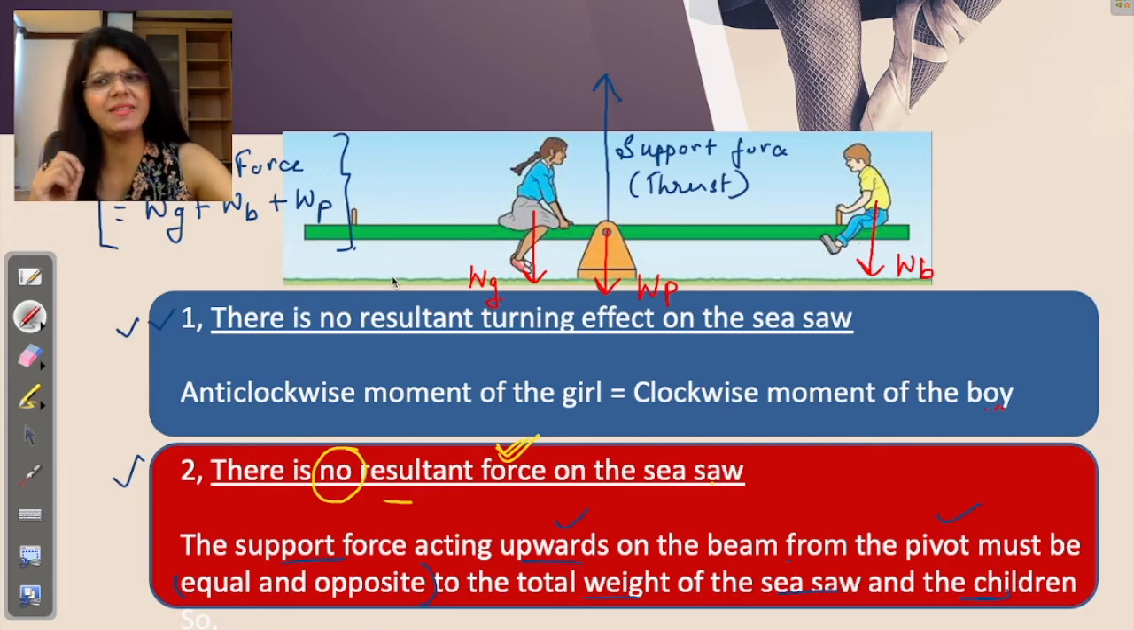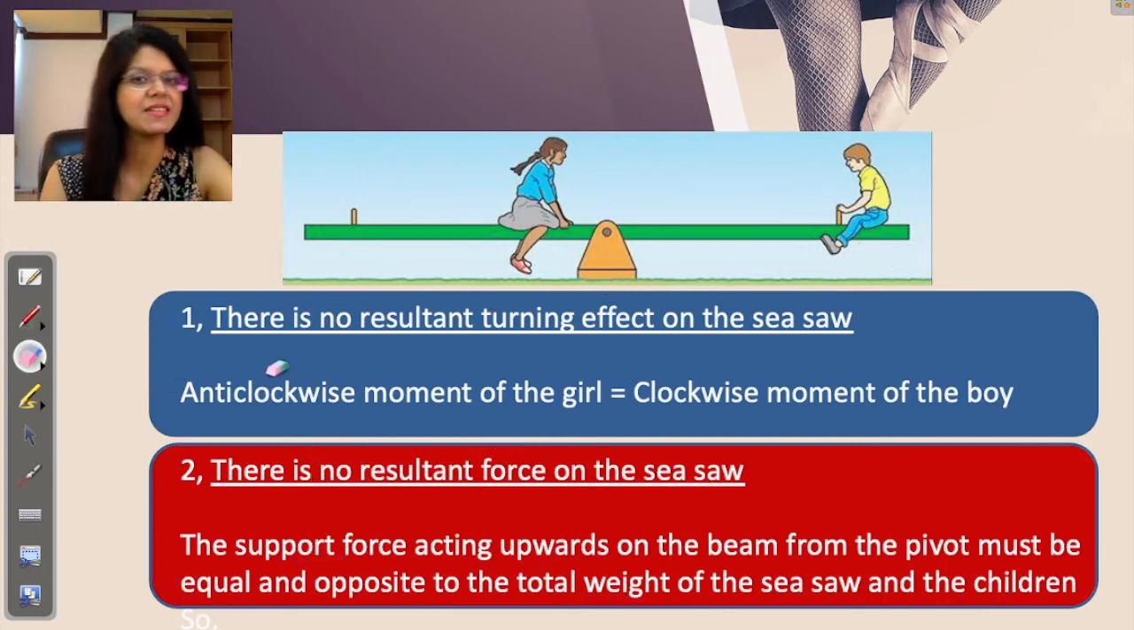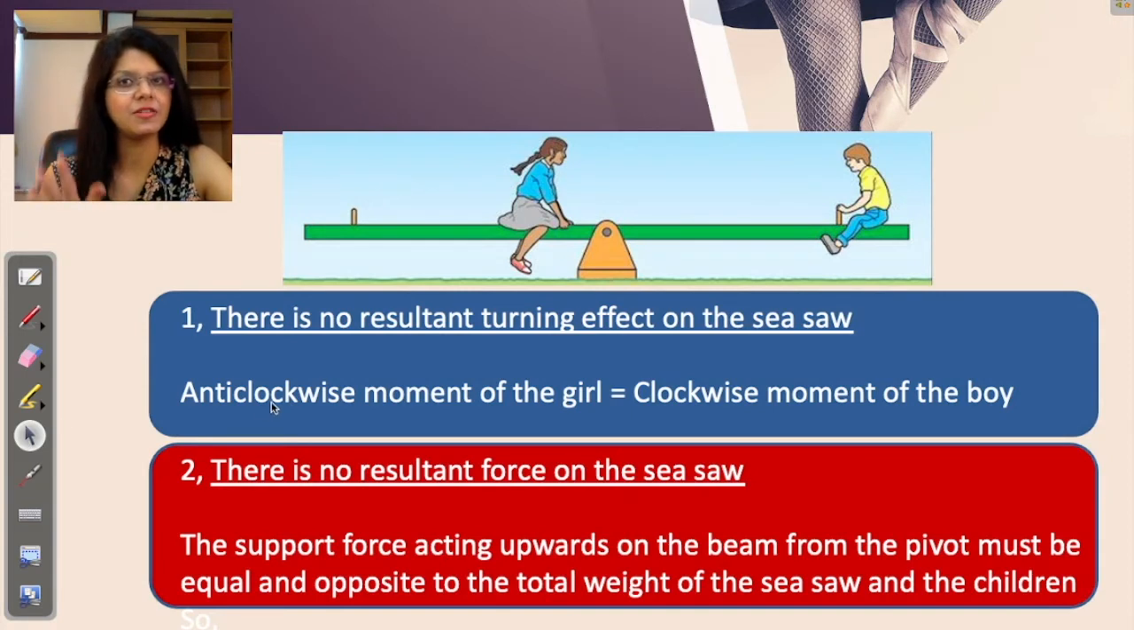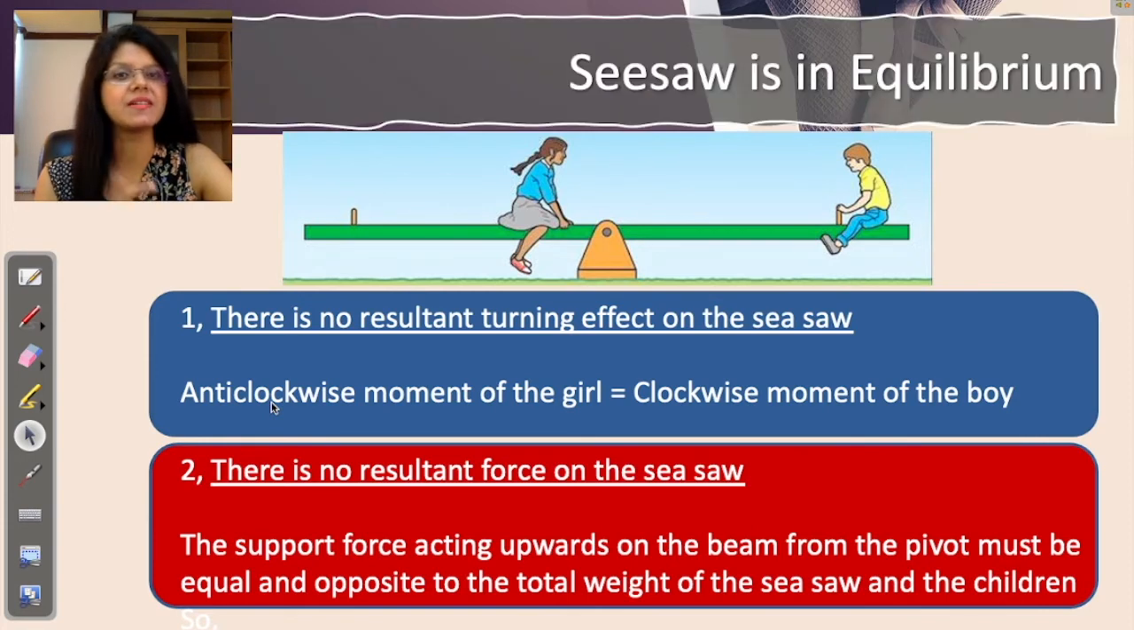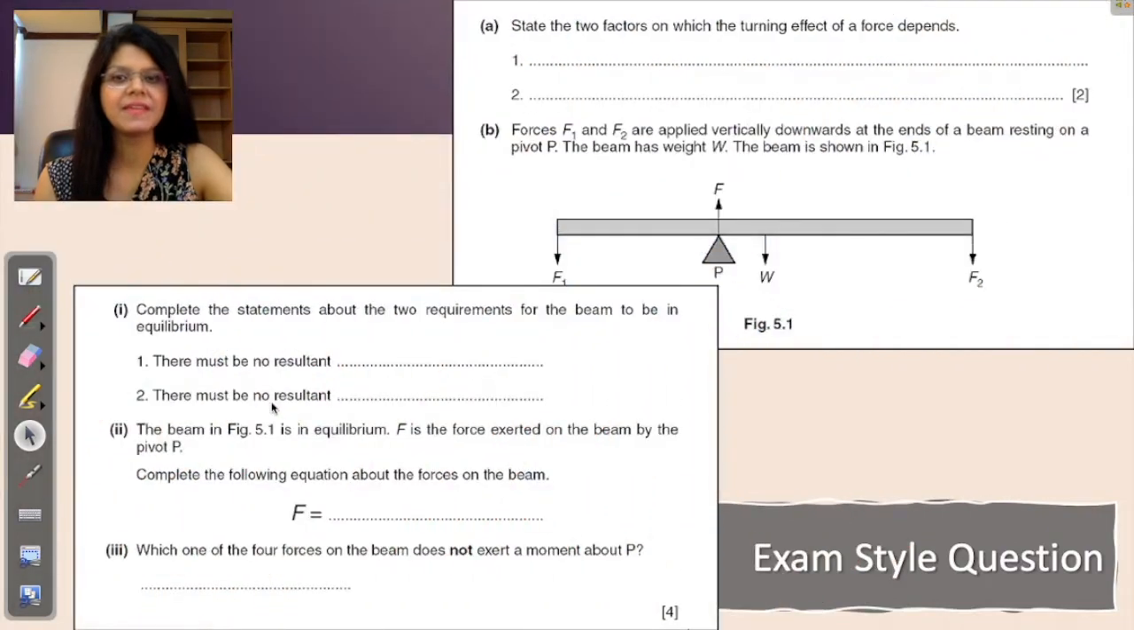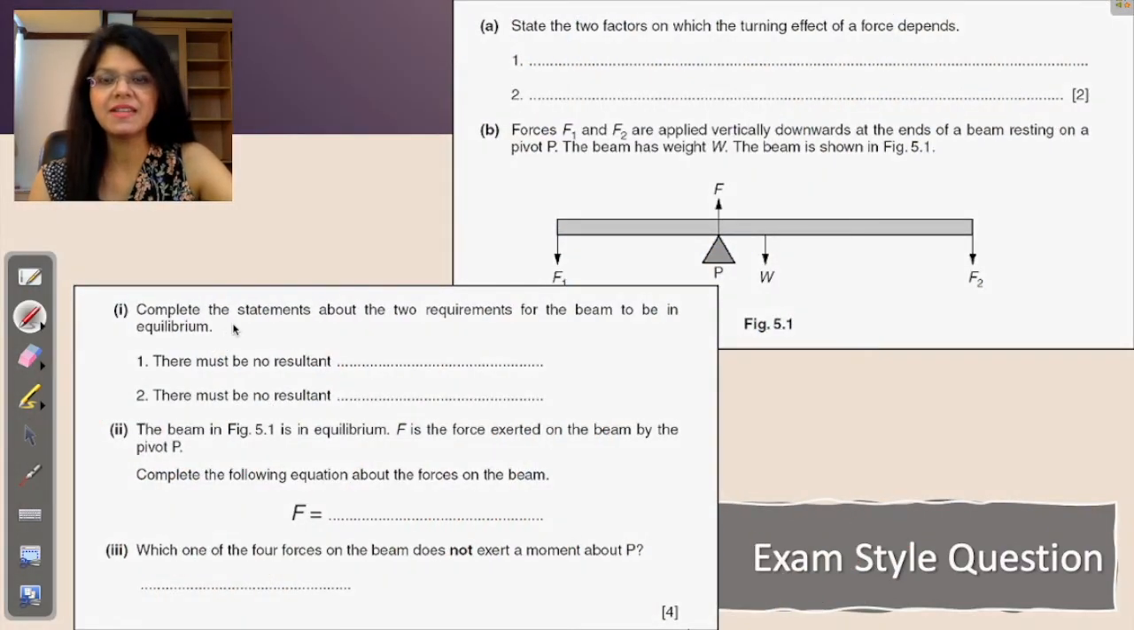So these are simple things you need to remember. Whenever any object or any system is in equilibrium, there are two simple conditions: no turning effect, no resultant force. So therefore, the seesaw is in equilibrium. Let us now solve an exam type question here. The question starts from this point.